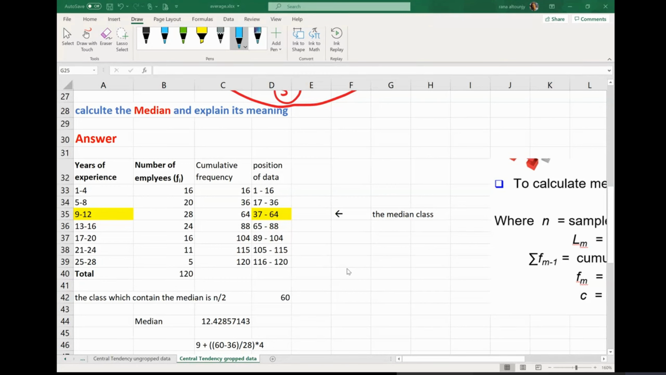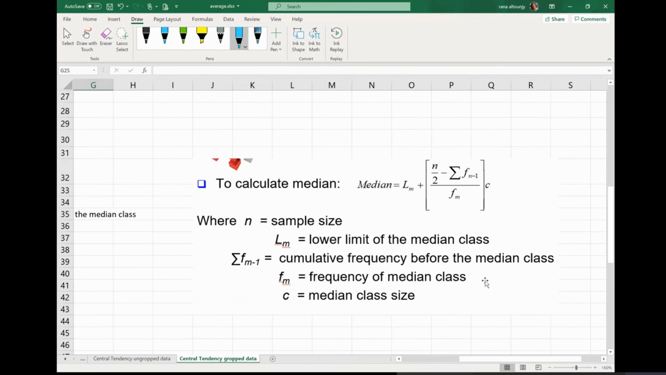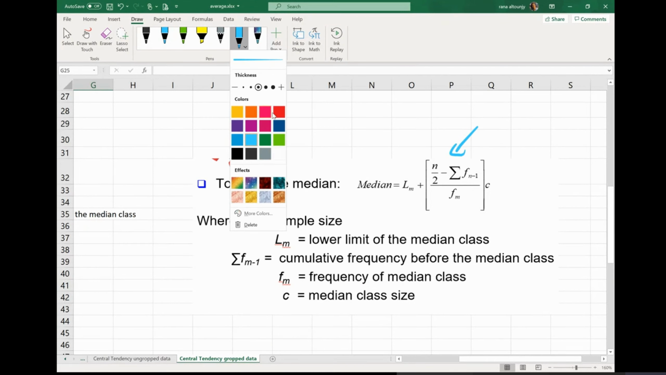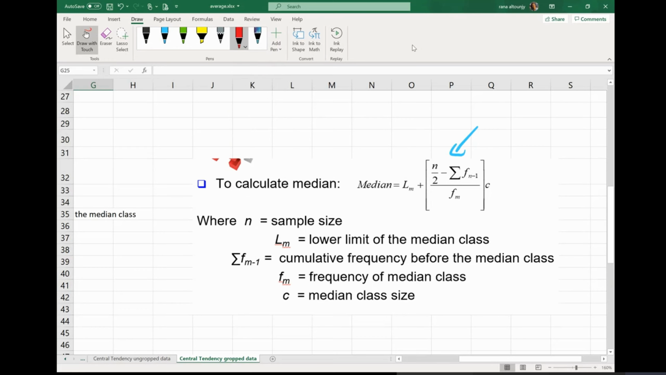So if we have grouped data, what should we do? Let's go back to our Excel and show you. To calculate the median value for grouped data, we have to use this equation. This is the equation for calculating the median of grouped data. You'll tell me it's so complicated. Let's explain the points of this equation. First, we have L, which is the lower limit of the median class.